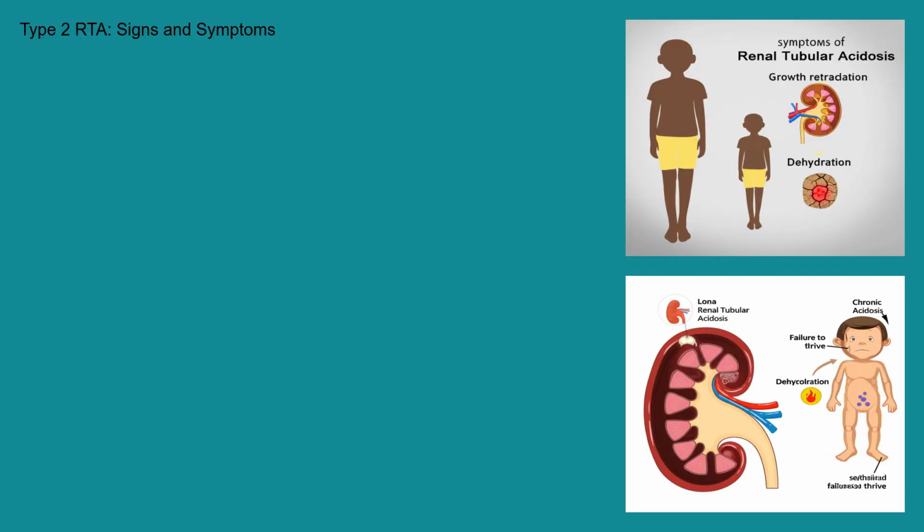The signs and symptoms of type 2 RTA can be varied and depend on the severity of the bicarbonate loss. Common symptoms include fatigue, muscle weakness, bone pain, and failure to thrive in children. The chronic acidosis can lead to bone demineralization, resulting in rickets in children and osteomalacia in adults. Patients may also experience frequent urination, dehydration, and growth retardation in children. In severe cases, kidney stones and nephrocalcinosis can develop.